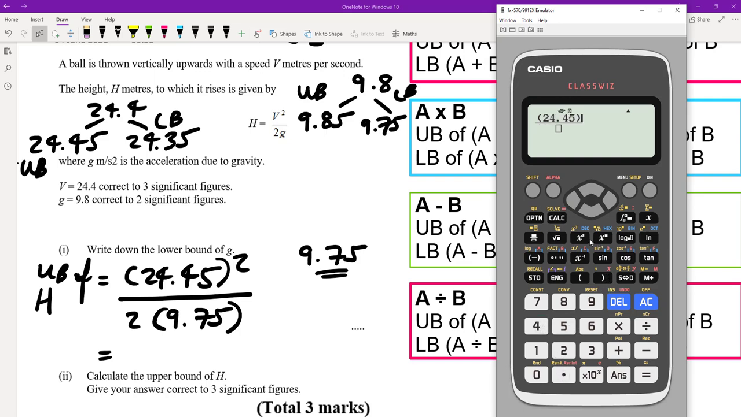And we can work this out here. 24.45 squared divided by 2 times 9.75, and then we can get this to be 30.7 to three significant figures.